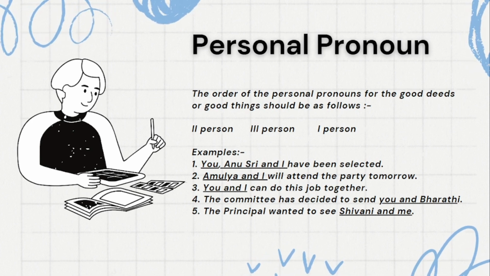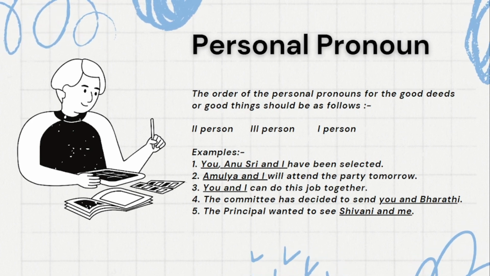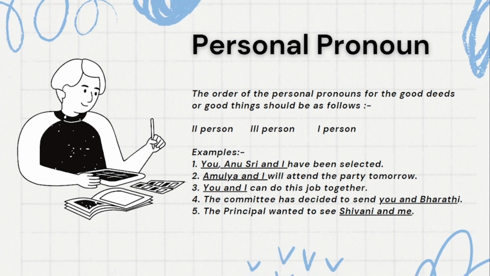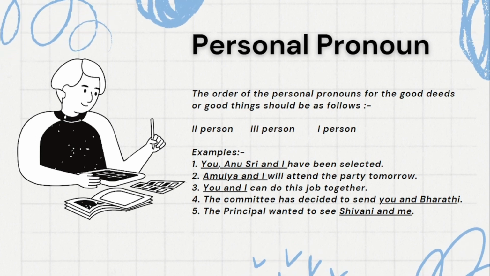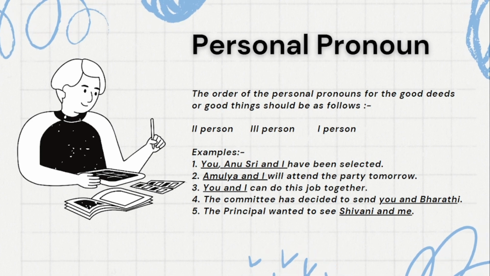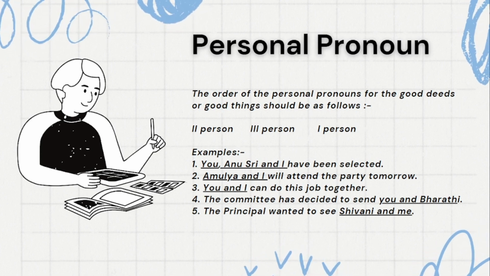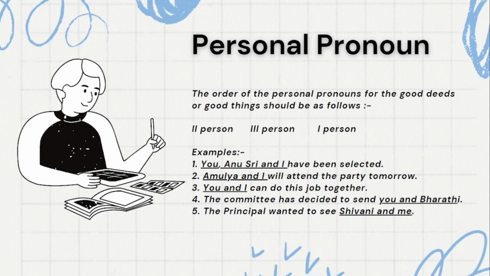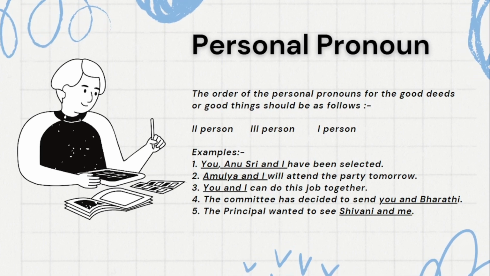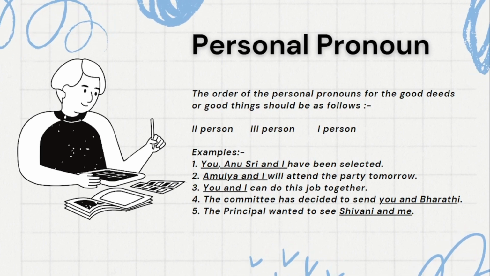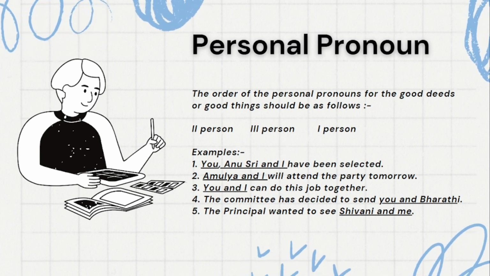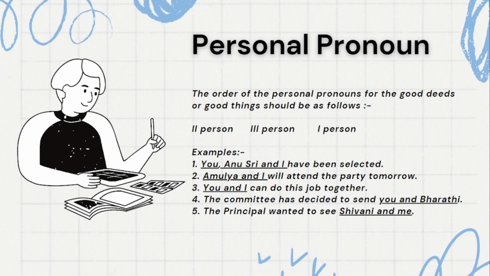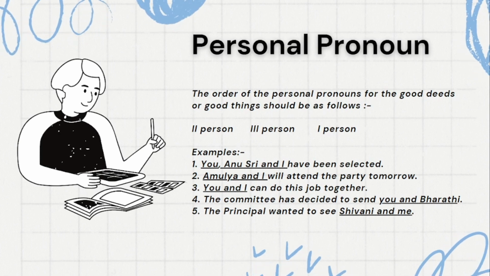Amulya and I will attend the party tomorrow. Does this sentence express a good activity or not? Yes, the sentence expresses a good activity. Then what is the order of personal pronouns? Second person, third person, and first person. Here in this example, the subject is Amulya and I. Amulya, it is equal to she, third person. Next, I, it is the first person. Observe it, third person and first person.